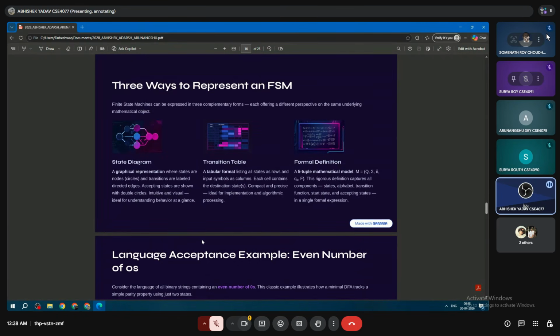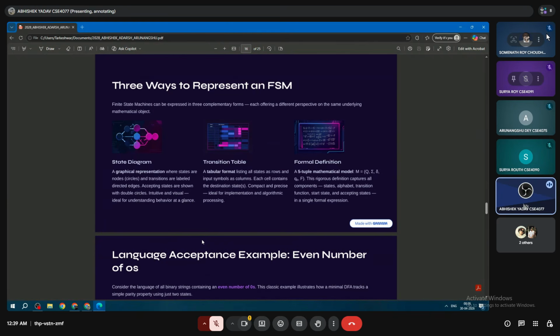Then we have, what are the three ways to represent an FSM? Finite state machines can be expressed in three complementary forms, each offering a different perspective on the same underlying mathematical object. Number one, we have the state diagram. What is a state diagram? It is a graphical representation where states are nodes, circles, and transitions are labeled directed edges. Accepting states are shown with double circles. It is intuitive and visual, ideal for understanding behavior at a glance.